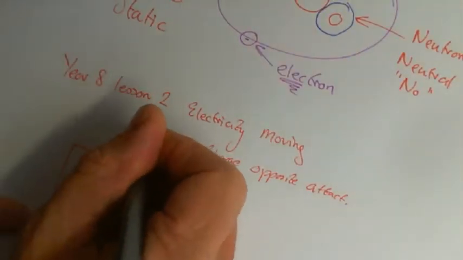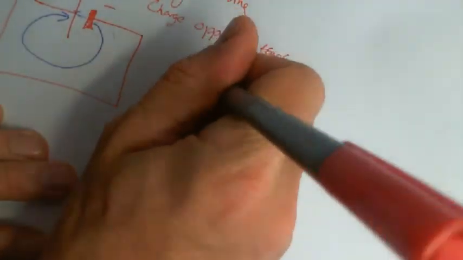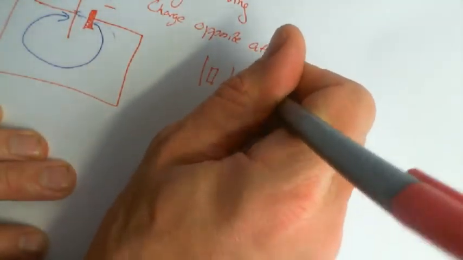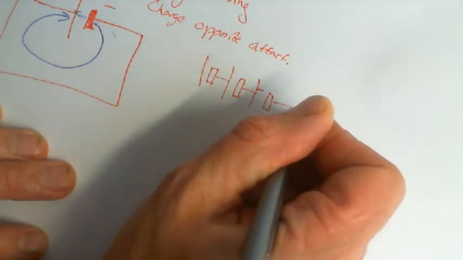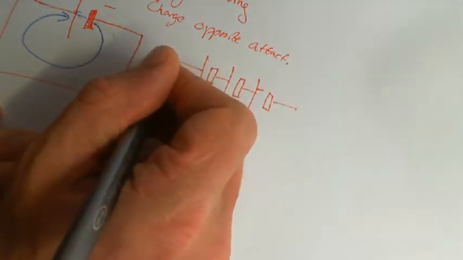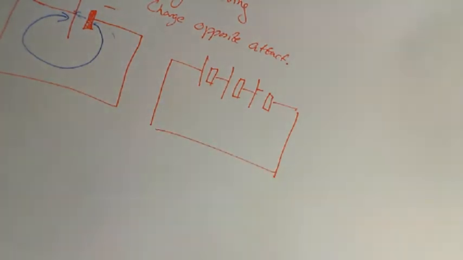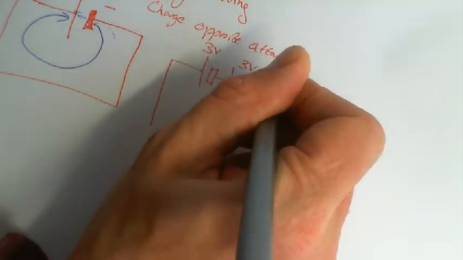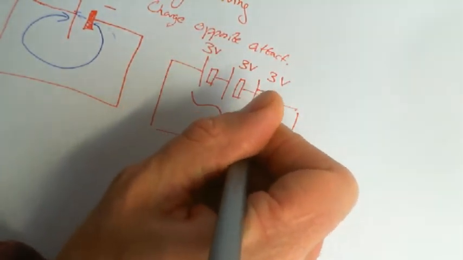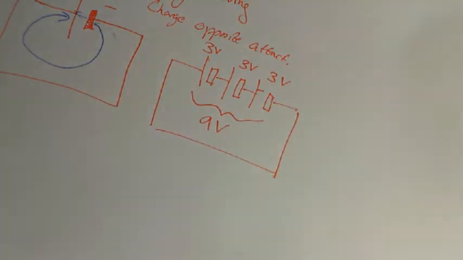Now, secondly, this is a cell, because there's only one bit of positive and one bit of negative. But if you want a battery, what you do is you make sure that you line up lots and lots of cells, and that now creates a battery. And so if each one of these cells was 3 volts, then that is a 9-volt battery. Okay, they're the square ones.